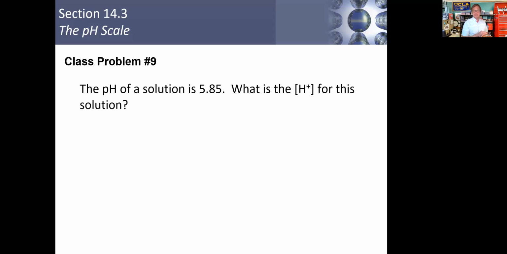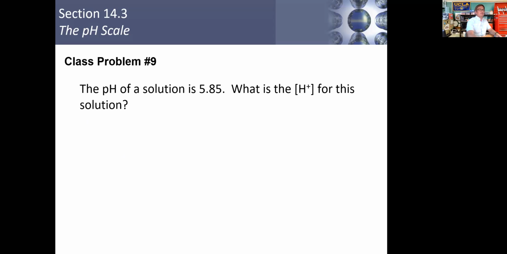Understand, this time they give you the pH, and they ask you to find the hydrogen ion concentration. So go ahead, take about 2 minutes on your paper. Show me how you would find the hydrogen ion concentration of a solution with a pH of 5.85. Okay, 2 minutes. Okay, let's take a look at this.